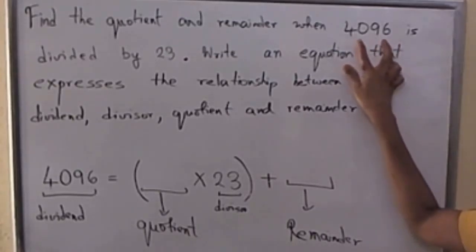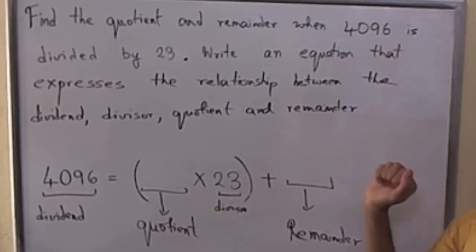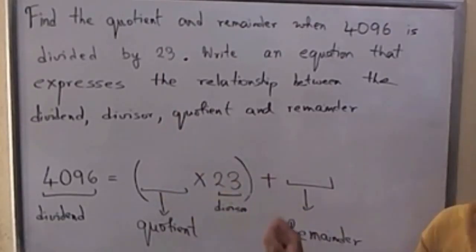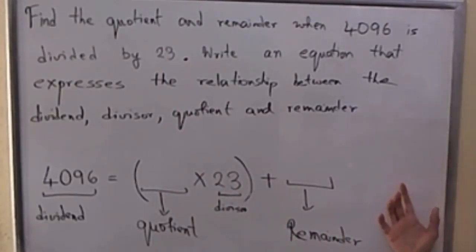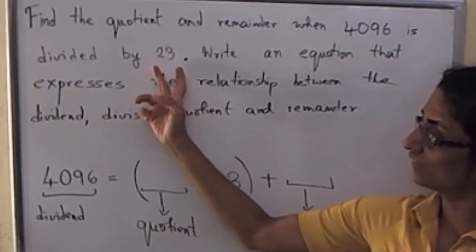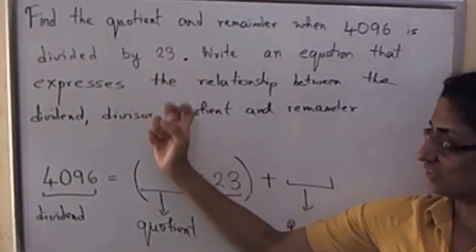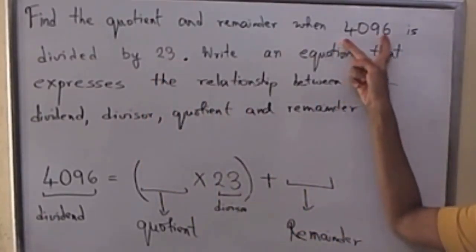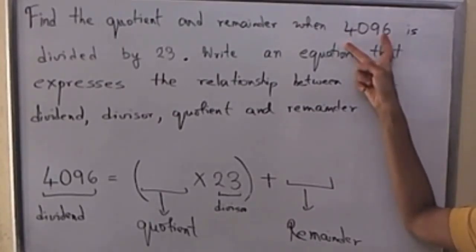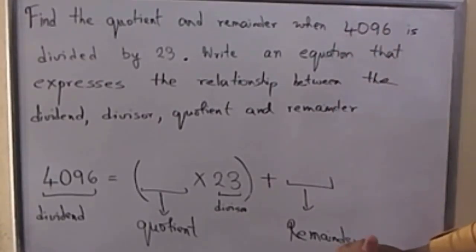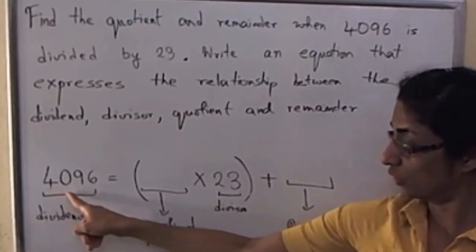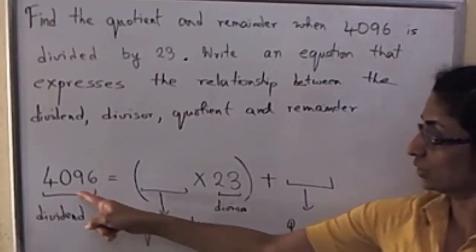Remember, 4096 is called the dividend, 23 is called the divisor, and what we're looking for is the maximum number of multiples of 23 in 4096. And then we count after we've covered the maximum number of multiples in 4096. We'll look to see if there's a remainder, if there are any more whole numbers that we have to get up to 4096. So in other words, we're looking for an equation of this type.